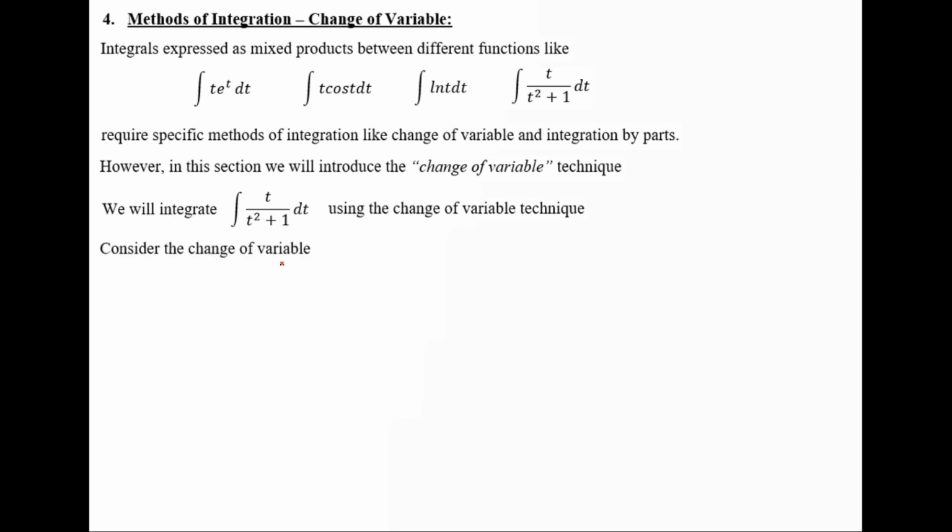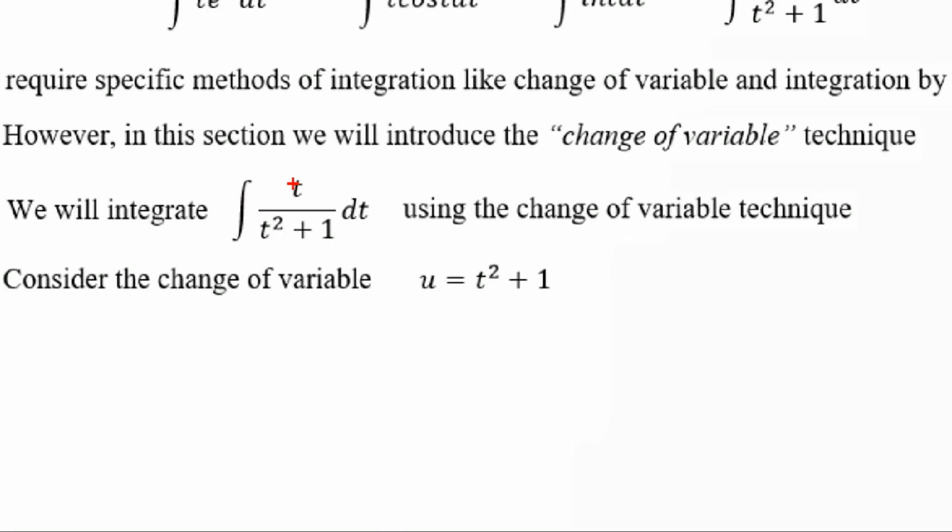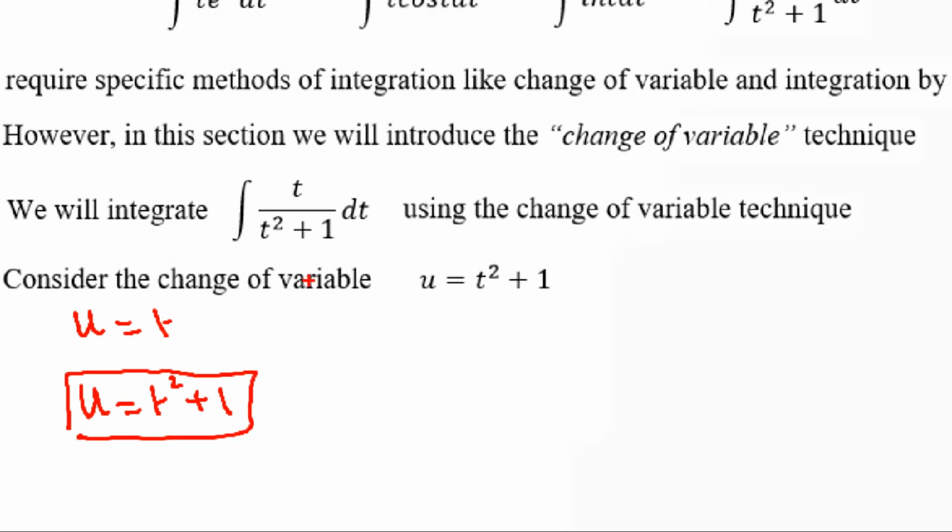The first thing to do is to consider a change of variable, or we define a new variable u that is related to one of these two functions, and here our choice should be wise. We have two functions given by t and t squared plus 1. We can say that u is equal to t or u is equal to t squared plus 1. We have two choices. Then which one are we going to consider? We're going to consider this one because t squared plus 1, compared to t, is the stronger function, in the sense that it has the higher power.